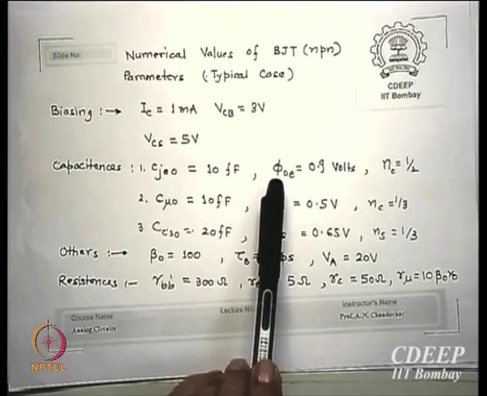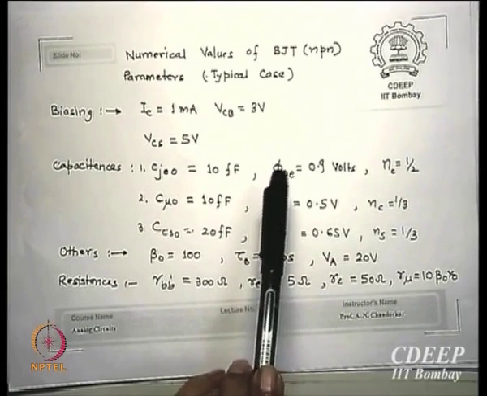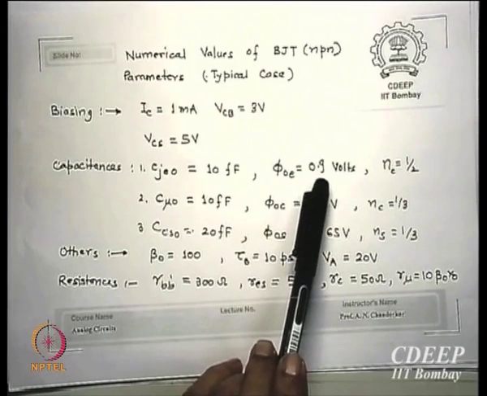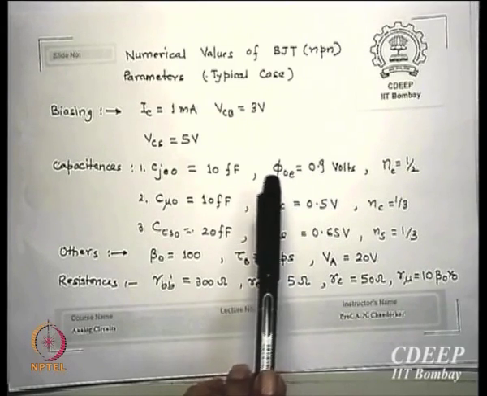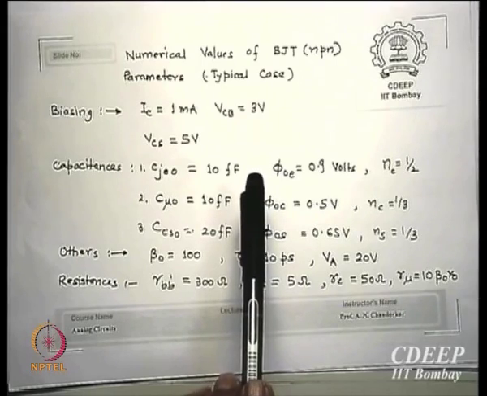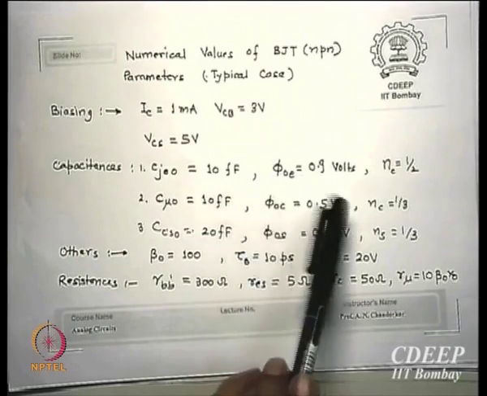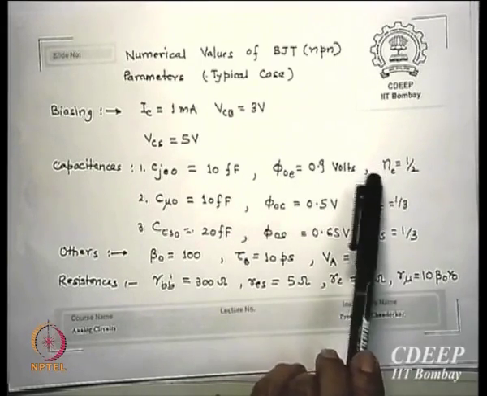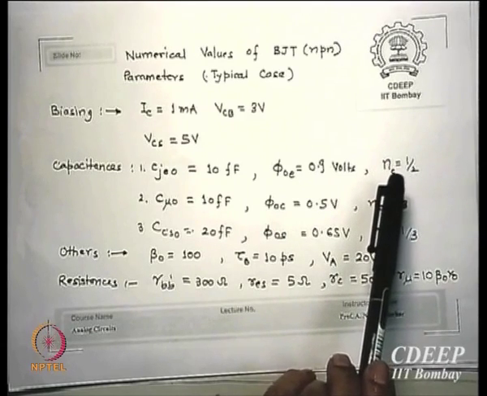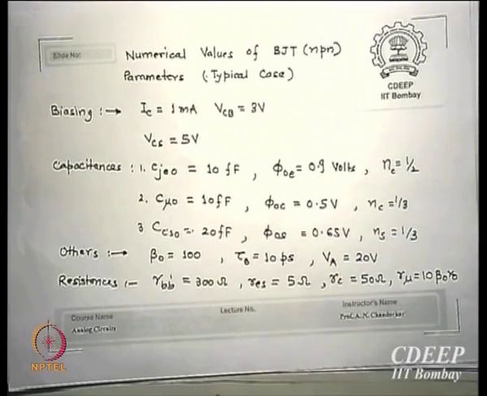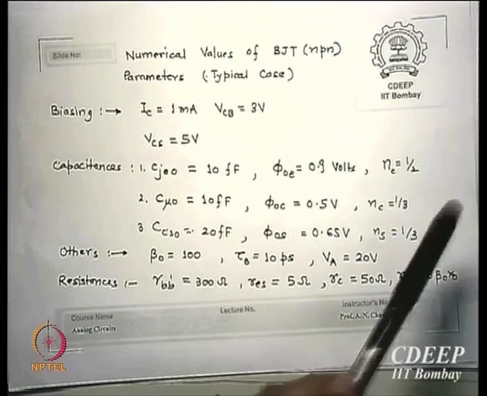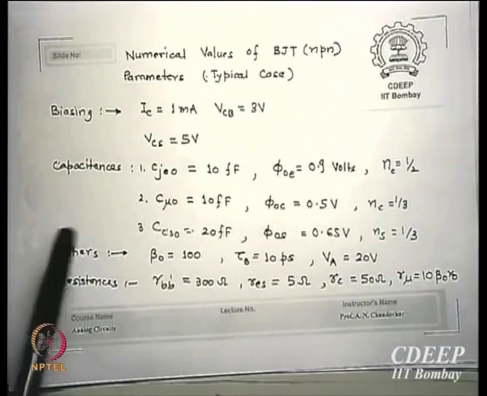This is the built-in voltage of the base-emitter junction. This is 0.9 volts. What is the value of that? kT/q ln(Na Nd / ni²). We have done this physics last year. This is the grading parameter eta: if it is a step junction, it is half; if it is exponential, it is one third, and so on. So, right now, I assume it is half.